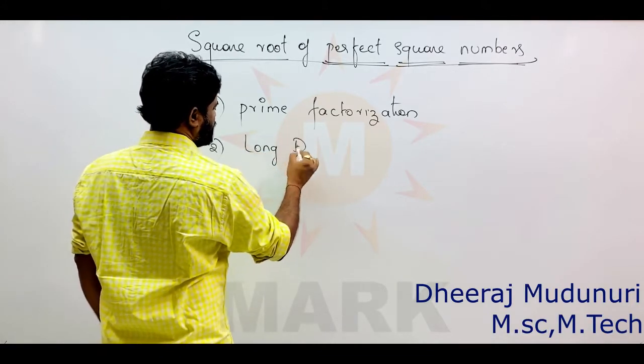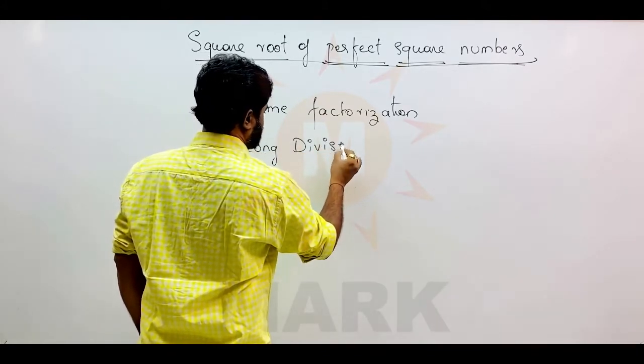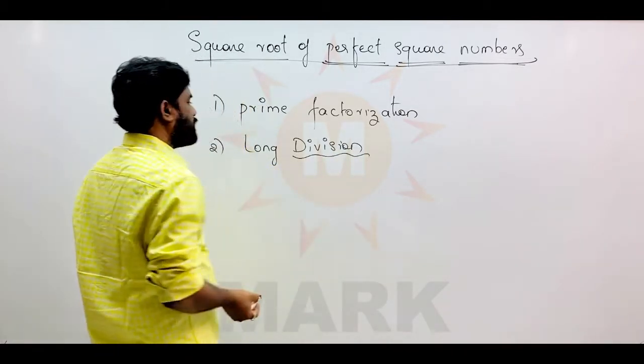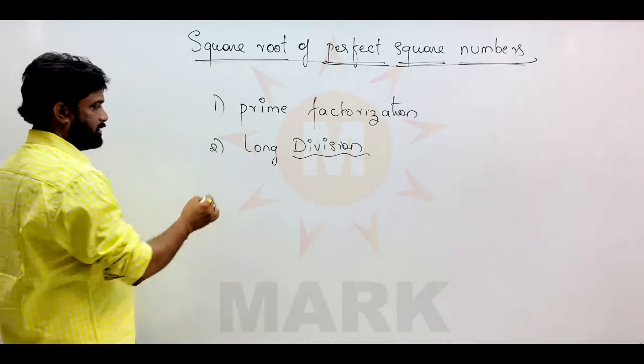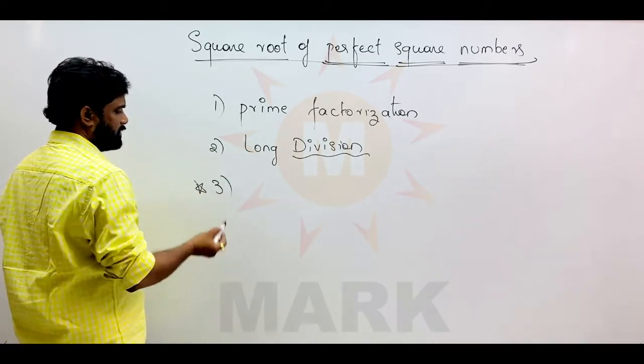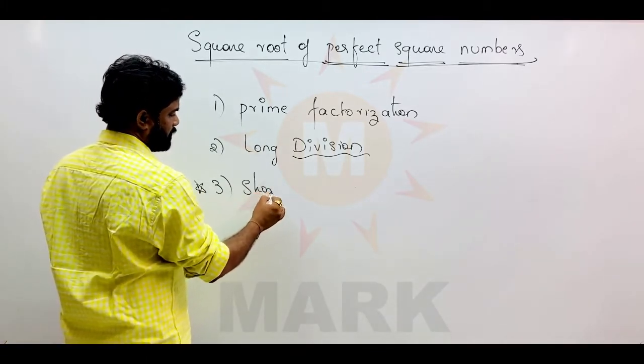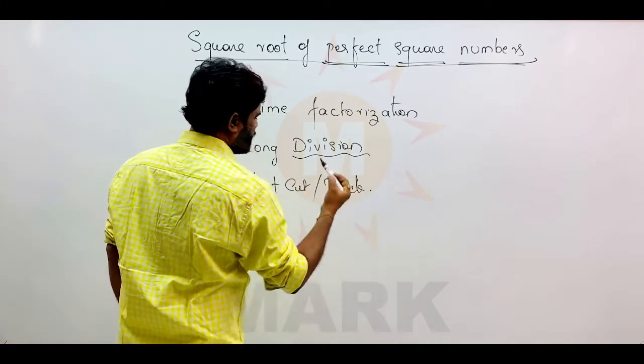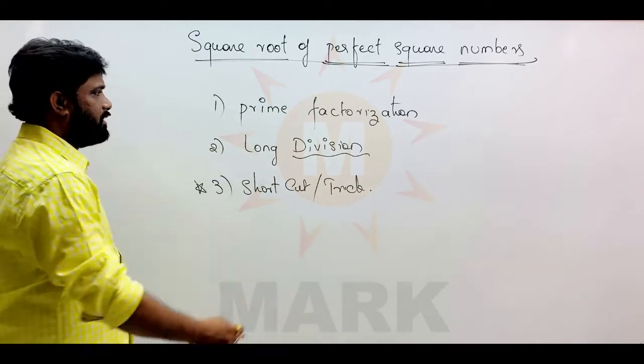Some people call it the division method, or some people call it the long division method also. Long division method or just division method, this is the second technique. The third technique is the shortcut or trick, the tricky method. So all three we are going to discuss now.